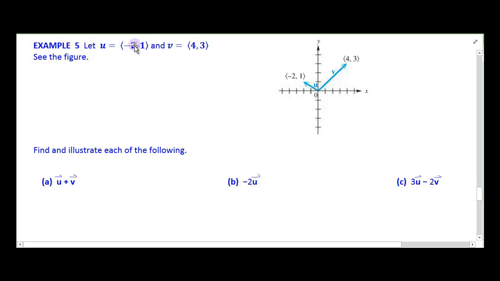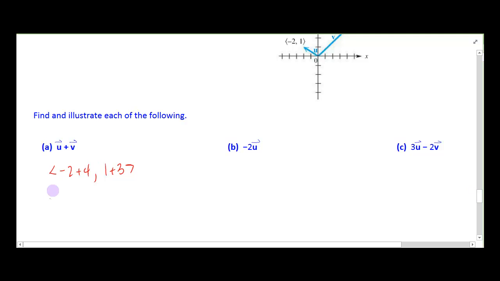Here I have the vectors u and v given by these ordered pairs, their horizontal and vertical components. I have a graph of what we're talking about over here on the right. And I have three examples that we're going to look at. The first one is that I simply want to add vectors u plus v. So again, I am just going to be adding their horizontal components along with their vertical components. I'm going to write this as -2 plus 4 because those are the horizontal components of the two vectors, and then 1 plus 3 because those are the vertical components of the vectors.